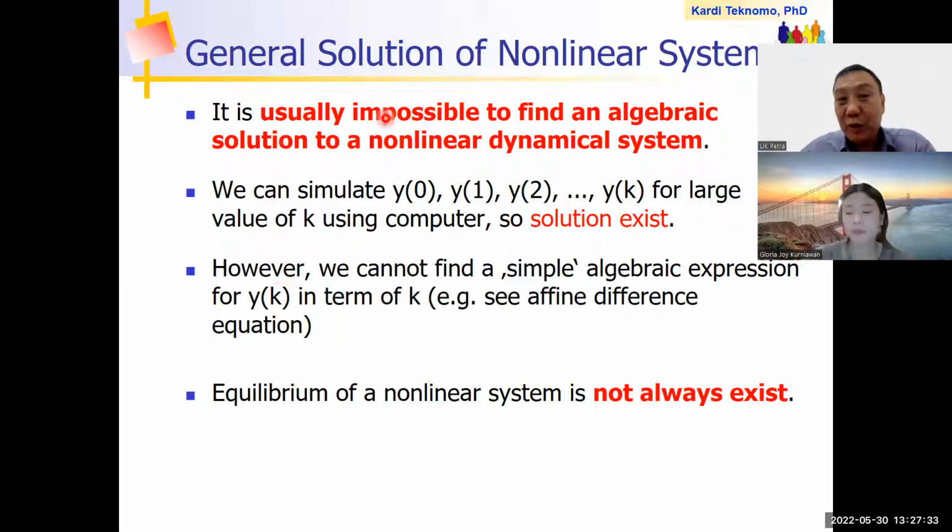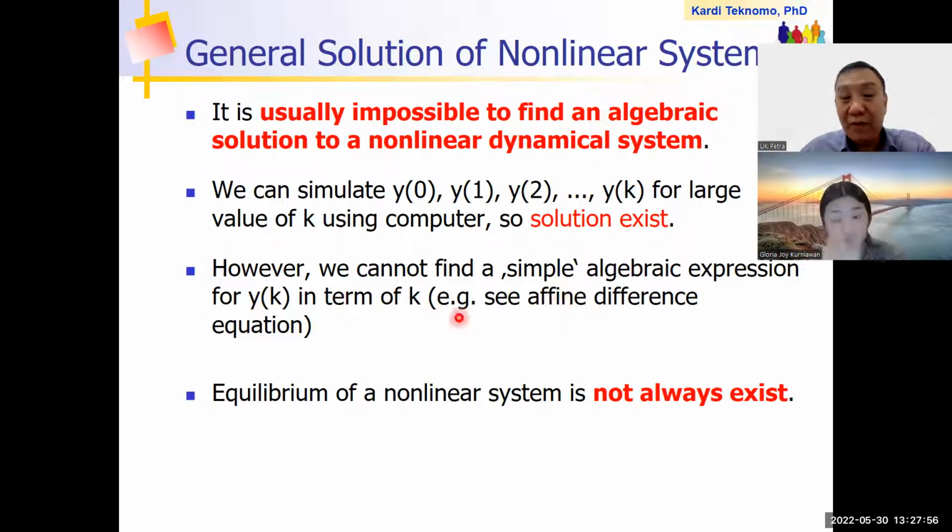Yeah? So it's usually impossible to find the algebraic solution of a nonlinear dynamical system. Okay, even the simplest one. Okay, and then you can simulate. Yes, you can simulate. Yeah? You can find the particular solution, but you cannot find the general solution. Okay, so there is no simple algebraic expression for that.